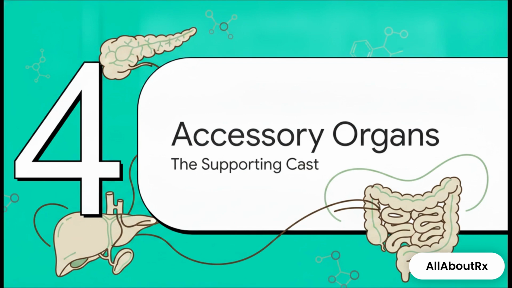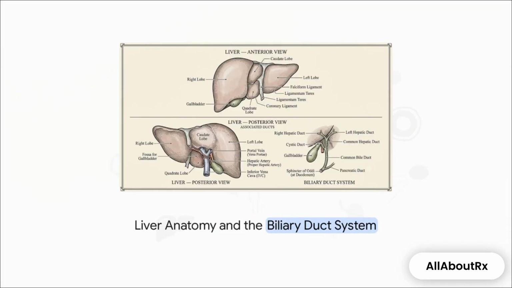Section 4. The accessory organs. Because honestly, the small intestine could never do all this heavy lifting on its own. It needs a vital supporting cast. Tucked right beneath your diaphragm in the upper right abdomen is the liver. This thing is a massive 3-pound metabolic powerhouse with 4 distinct lobes, the right and left lobes on the front, and the smaller caudate and quadrate lobes on the back.